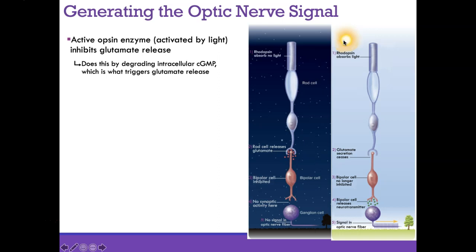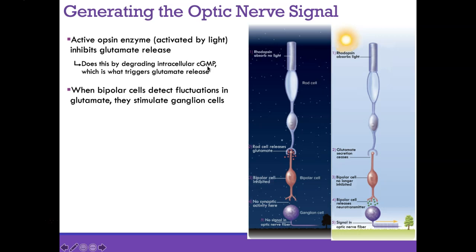However, in response to light, the retinal in the rhodopsin changes its shape. That will activate the opsin enzyme, which will then degrade all of the intracellular cyclic GMP. So no more glutamate will be released. If no more glutamate is released, the bipolar cell will then communicate with the retinal ganglion cells.